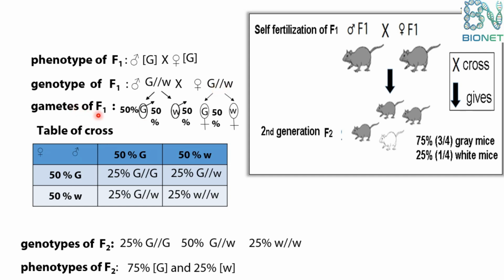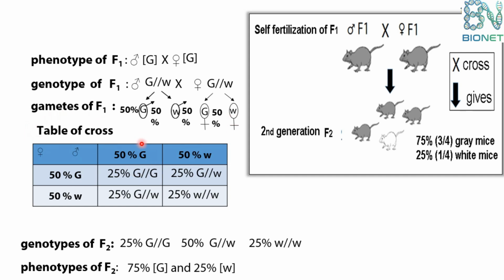Then we write the gametes produced by each of the parents. Since the parents are heterozygous, each one of them will produce two types of gametes. So the male will produce 50% of gametes having the dominant allele G and 50% having the recessive allele W. Similarly, the female will produce two types of gametes, 50% having the dominant allele and 50% having the recessive allele.